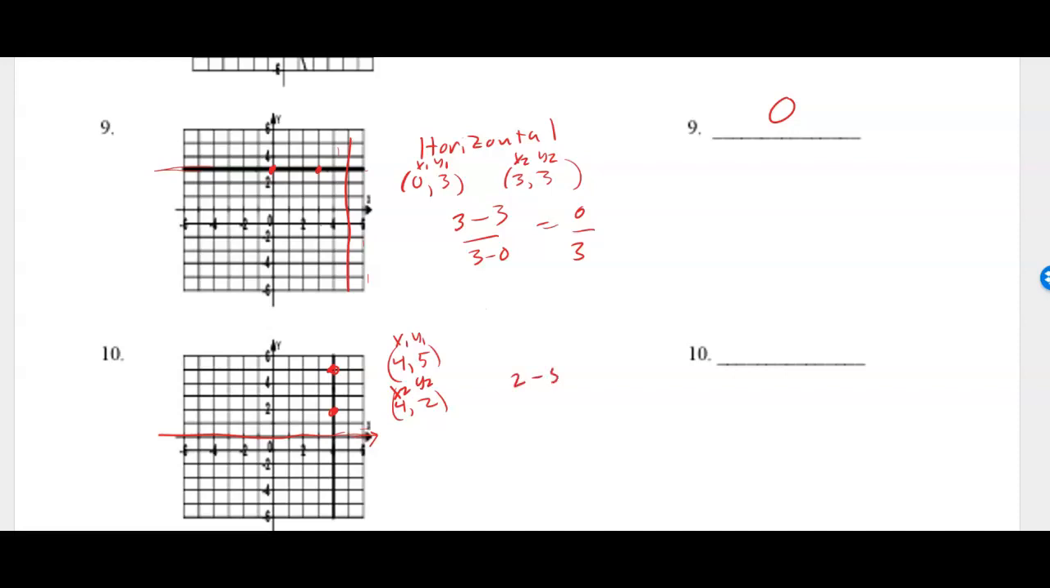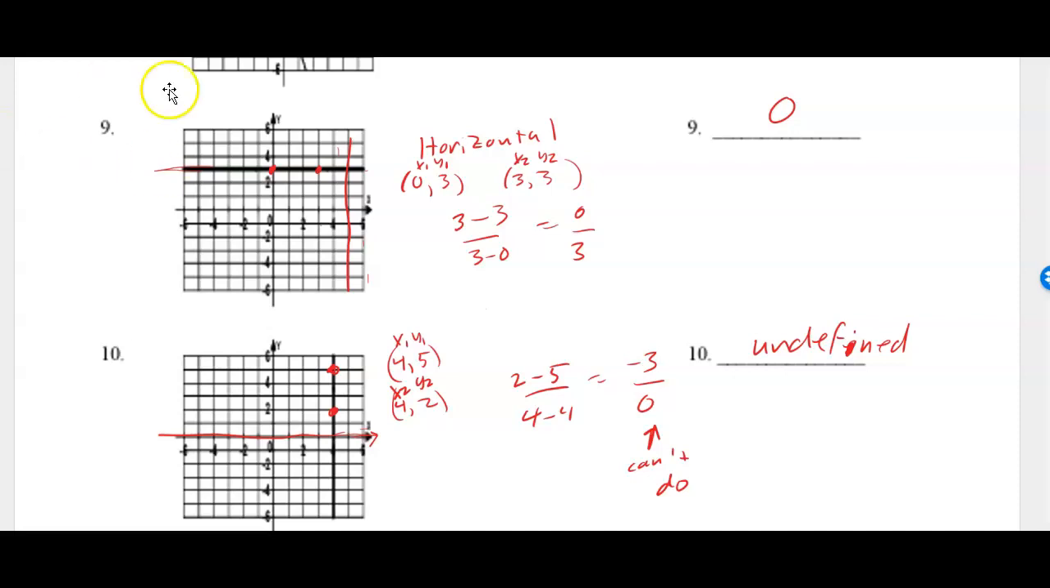I do 2 minus 5 over 4 minus 4. I get a negative 3 divided by 0. This, you can't do that. You can't divide by 0. So that's undefined. You can't walk on a vertical line. You can't get enough traction. Well, however you can remember that, that's one way to remember it. So you could have just written 0 for 9 and undefined for 10. That would have been fine.